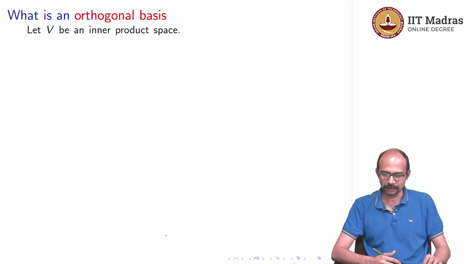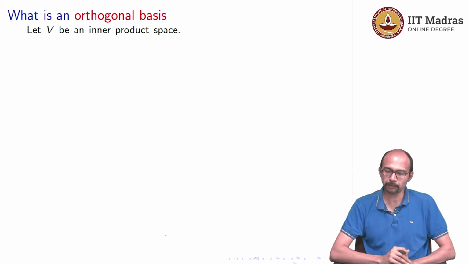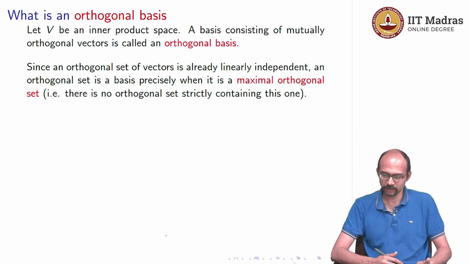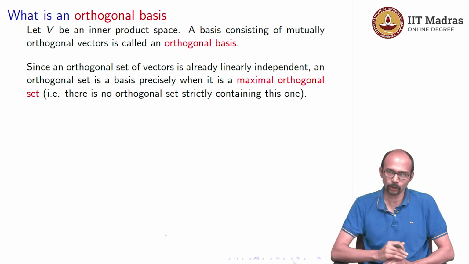Okay. So, what is an orthogonal basis? Let V be an inner product space. A basis consisting of mutually orthogonal vectors is called an orthogonal basis. This is the same as saying that an orthogonal basis is an orthogonal set which is also a basis, or a basis which is also an orthogonal set. Since an orthogonal set we saw is linearly independent, an orthogonal set is a basis exactly when it is a maximal orthogonal set.